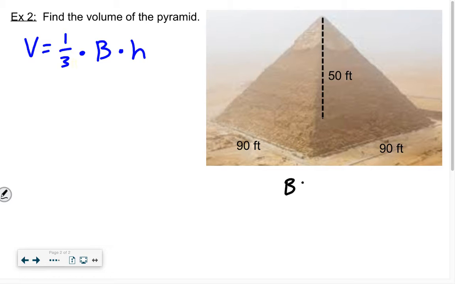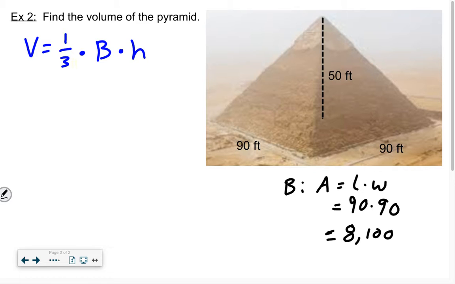If we look at the top view of it, the length is 90. The width is also 90. And if we multiply, we come up with 8,100 feet squared. We once again go back to our formula. 1/3 times the area of the base, which is the 8,100, times the height, which is 50.